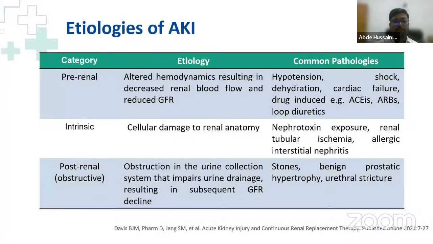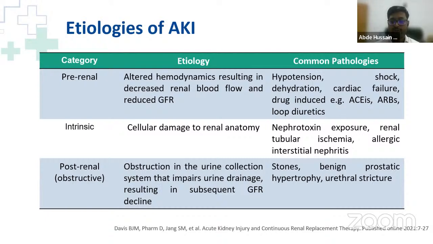Now, etiologies of AKI. First comes the pre-renal AKI. Altered hemodynamics, shock state can lead to a decreased renal blood flow and hence reduced GFR. So what happens when there's a reduced blood flow to the kidneys? Obviously, it requires oxygen and other nutrients to function. Because of the reduced blood flow, there's tissue damage. This we term as pre-renal AKI because of the changes in the hemodynamics.